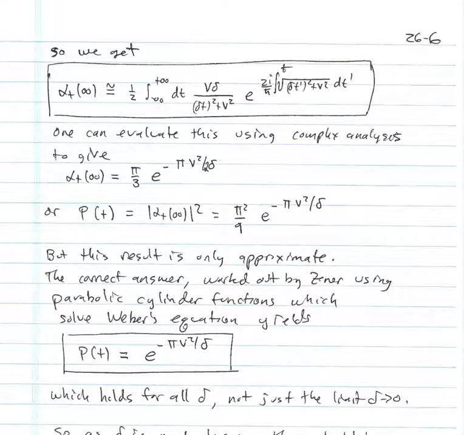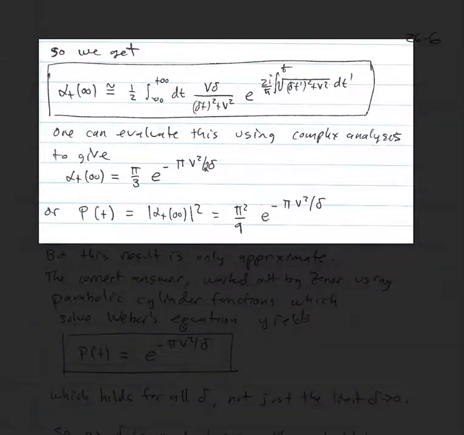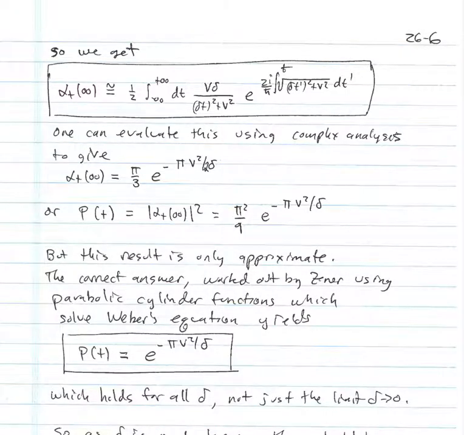Now, you can evaluate this using complex analysis, or you can try and plug it into Wolfram Alpha or Mathematica, see if it'll do the integral for you. And what you get for this approximate relation is that alpha plus of infinity, if you integrate this thing, you actually get pi over 3 e to the minus pi v squared over 2 delta. Now that's an approximate answer, but if I squared that to get the probability to stay in the plus state, that would equal pi squared over 9 e to the minus pi v squared over delta. And remember, that is just an approximate formula.